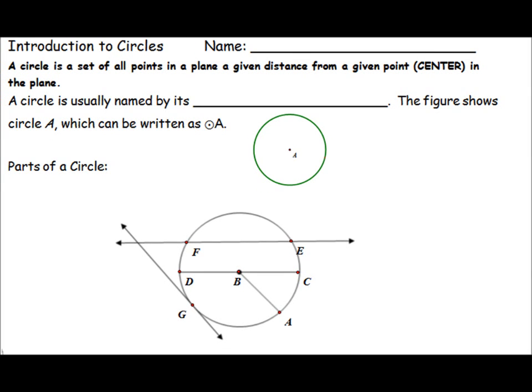Okay, the chapter for circles is going to involve a lot of vocabulary. So we're going to start this lesson by just introducing the vocabulary, and then we'll get into some of the theorems that go behind it.